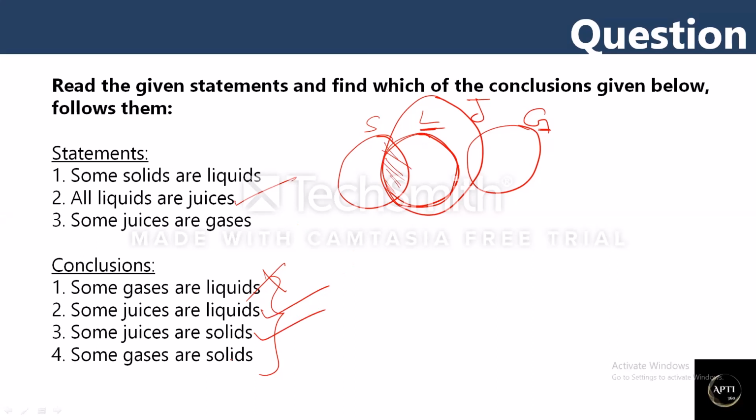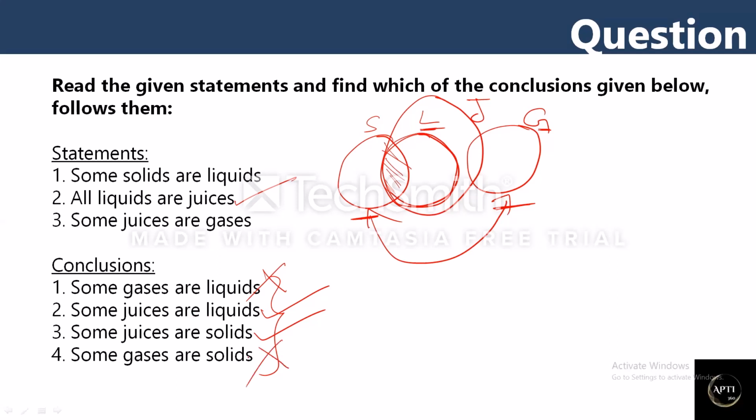Now the fourth conclusion: some gases are solids. Where is the gas circle? Here. Where is the solid circle? Here. Is there any connection between this circle and this circle? No. But what they are telling is some gases are solids. If you draw the maximum case, we can disturb solids with the gases circle. But the minimum case is not satisfied, so eliminate conclusion 4.